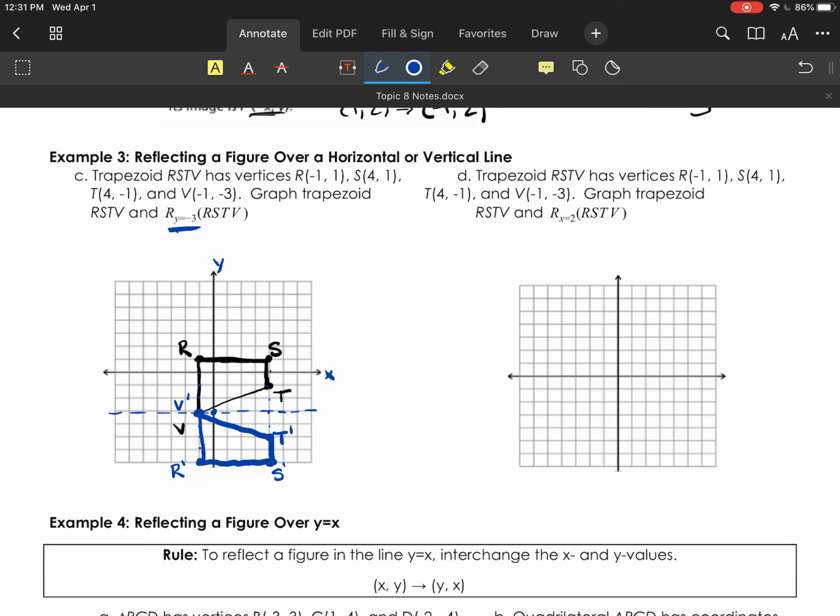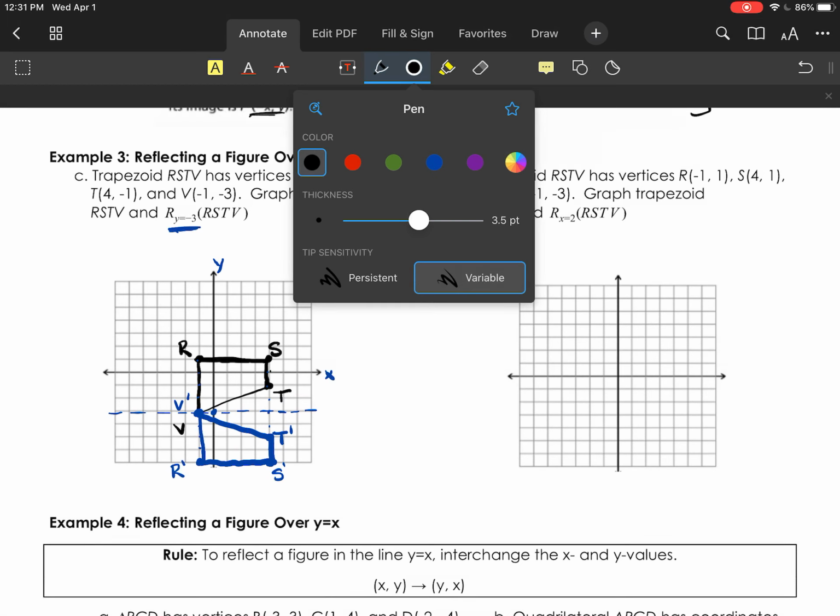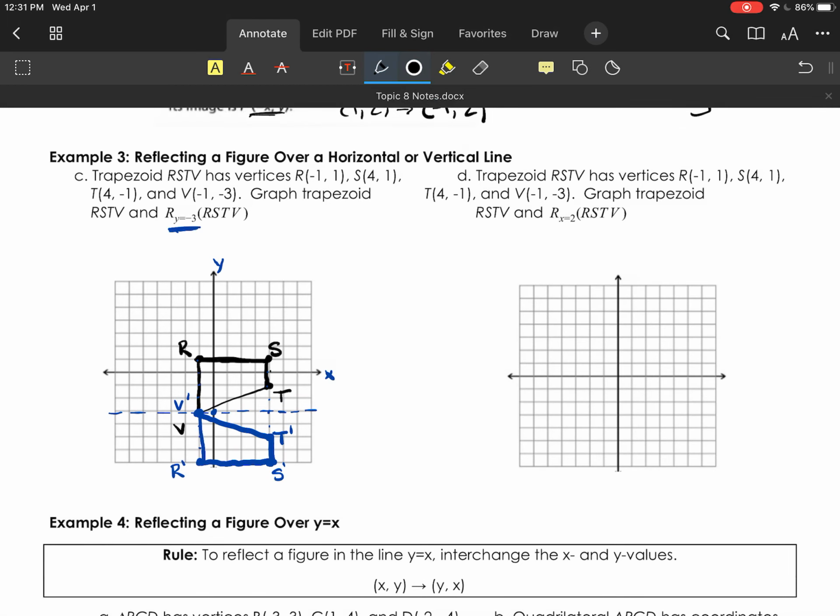Alright, now on letter D, kind of the same thing here. I go back to my pre-image color, black. We have the trapezoid RSTV, and now we're going to reflect it over x equals 2. So I'm going to start with just drawing the trapezoid again. R is at negative 1, 1. S is at 4, 1. T is at 4, negative 1. And V is at negative 1, negative 3. I'm going to connect those to draw my lopsided trapezoid.